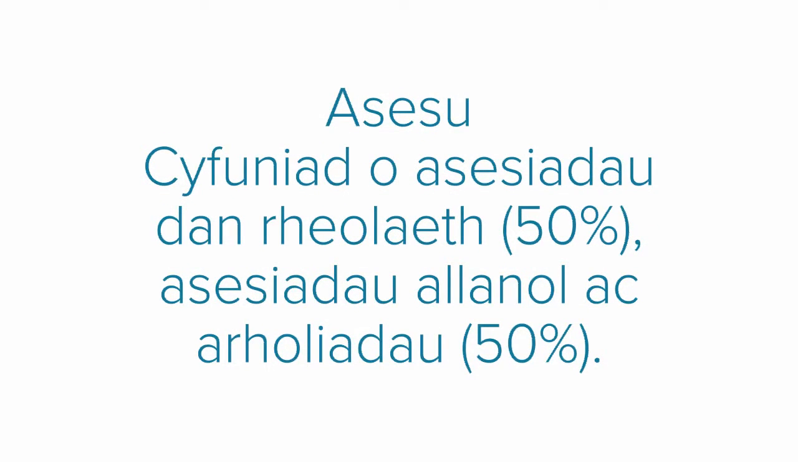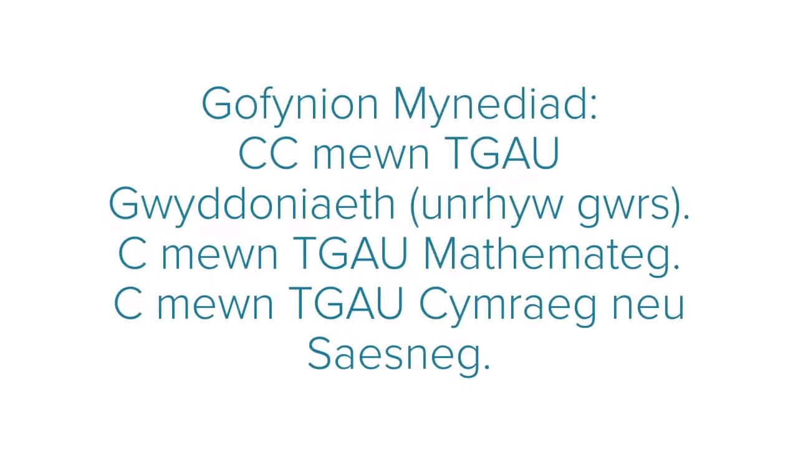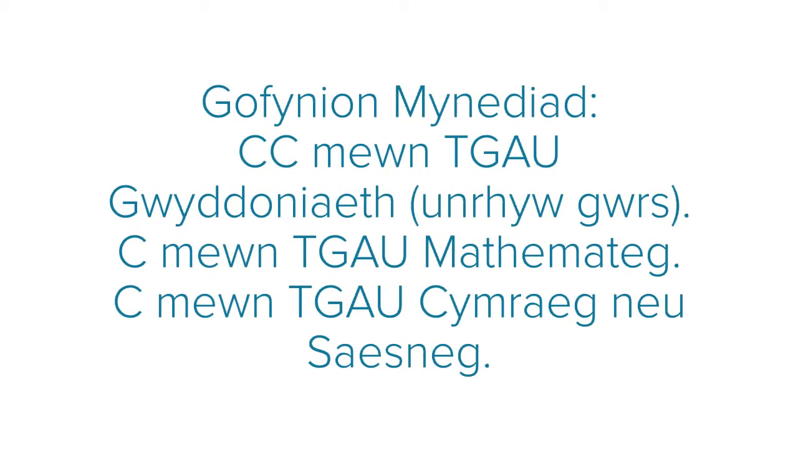The course is assessed with a combination of controlled assessments, which make up 50%, and external assessments and exams, which is the other 50%. In order to study medical science, you should have achieved at least 2 C grades at GCSE Science, any course, a C grade in Maths and a C grade in either Welsh or English.